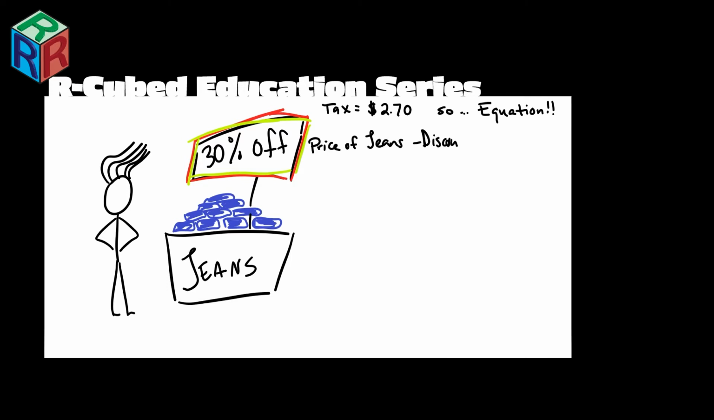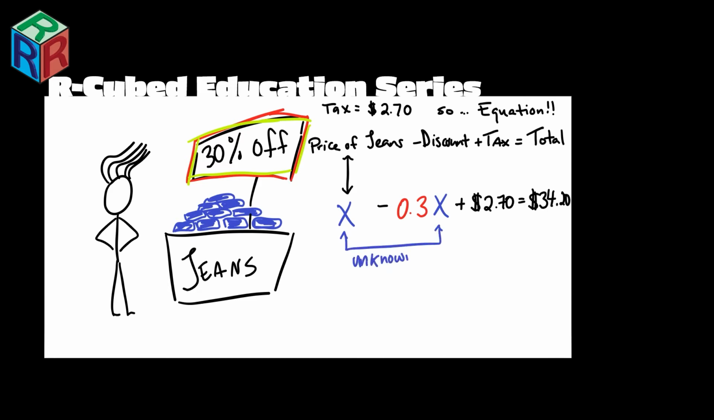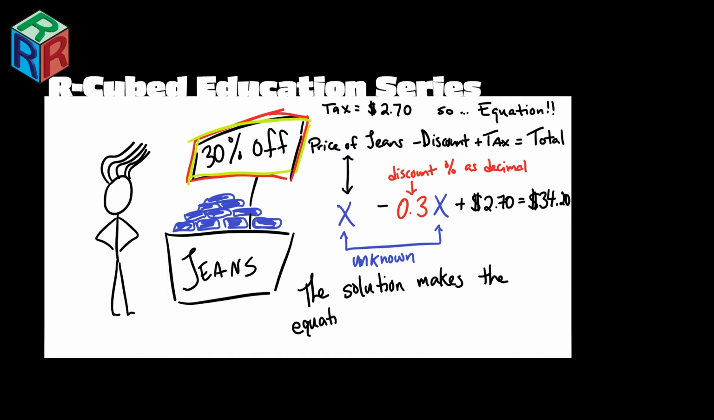We got the price of the jeans minus discount plus tax is equal to the total price. And so price of the jeans, because we don't know it, is X, 0.3 is the percent as a decimal, times X plus 270 equals 3420. So our X is our unknown, the 0.3 is the discount percent as a decimal. And so in this case, the solution makes the equation true.